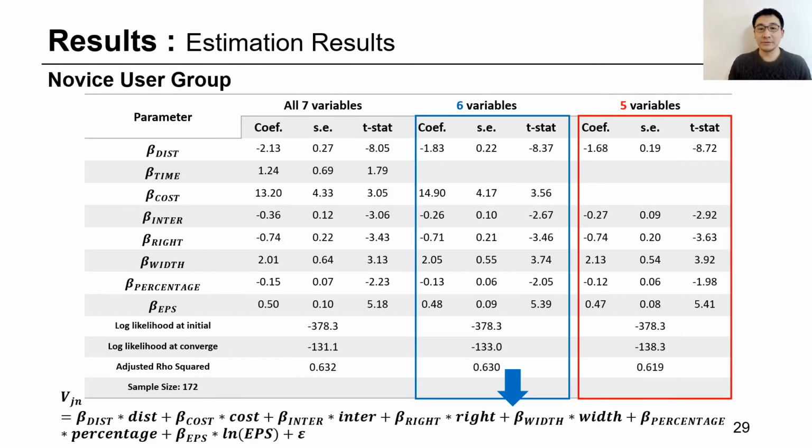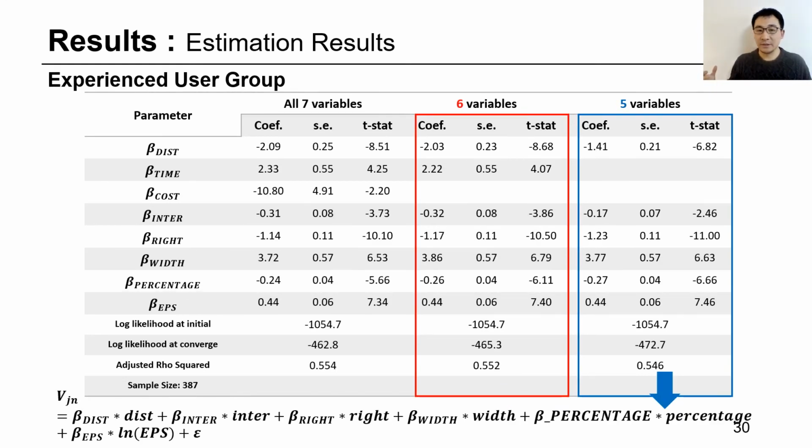For the novice user group, the 6 variable combination without time variable had already showed very good performance of model estimation, so it was chosen to be the exact form of utility function. Experienced user group had a similar situation with the whole sample set, as the distance and time variable could not be both included. So the 5 variable combination, like shown in the blue box, was finally chosen.